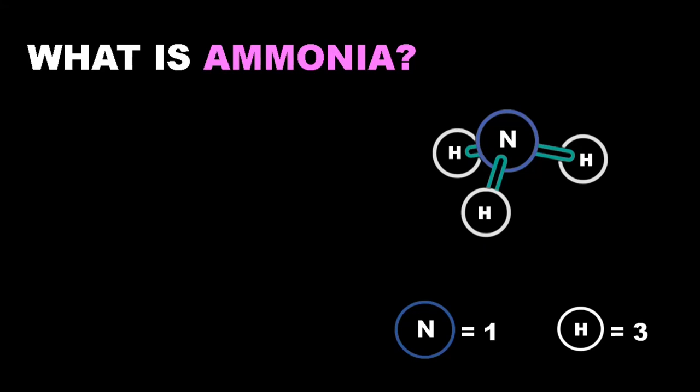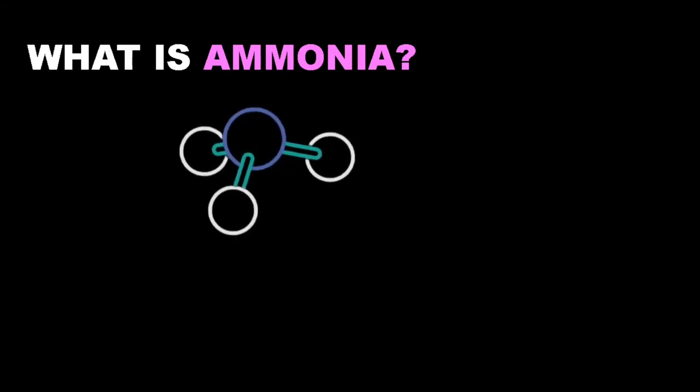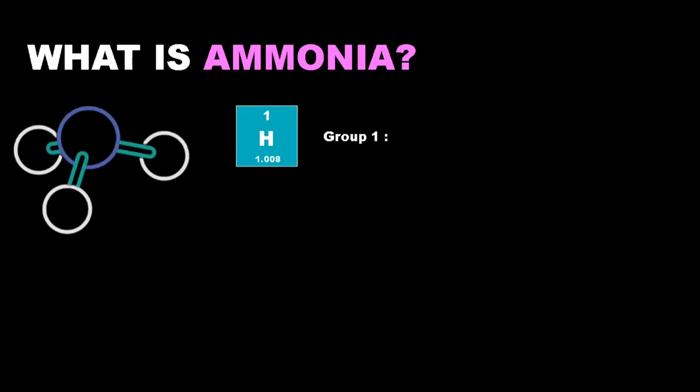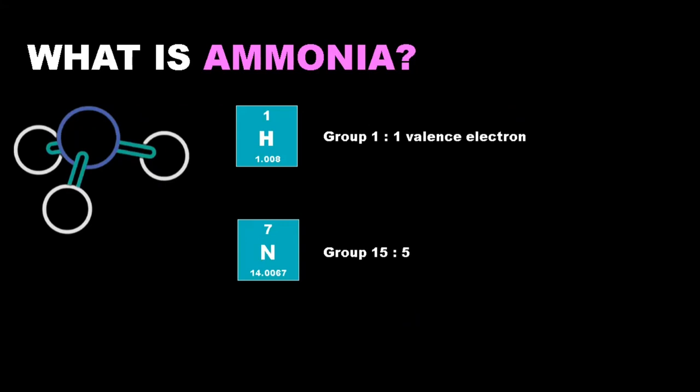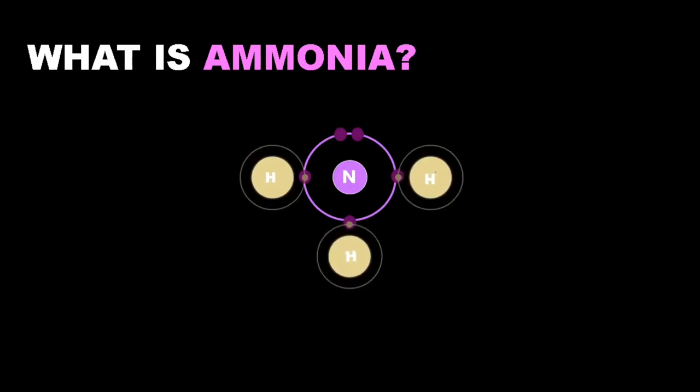As I said before, ammonia is formed from 3 atoms of hydrogen and 1 atom of nitrogen. The atomic number of hydrogen is 1 with electronic configuration 1s1, which means that hydrogen has 1 valence electron. Meanwhile, the atomic number of nitrogen is 7 with electronic configuration 1s2 2s2 2p3. This shows that nitrogen has 5 valence electrons. So, hydrogen needs 1 more electron to complete its duplet and nitrogen needs 3 more electrons to complete its octet.